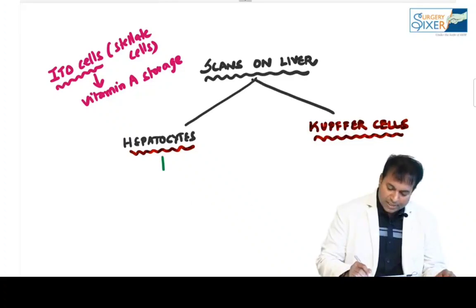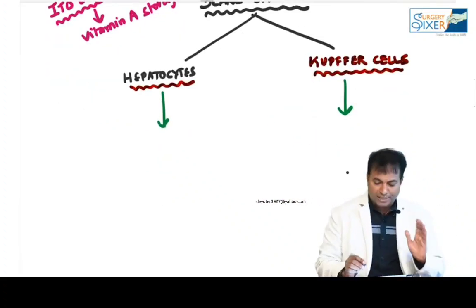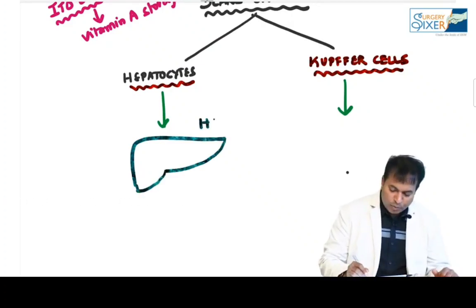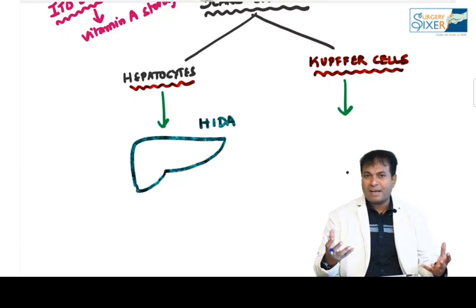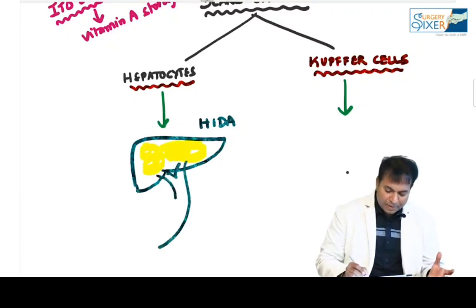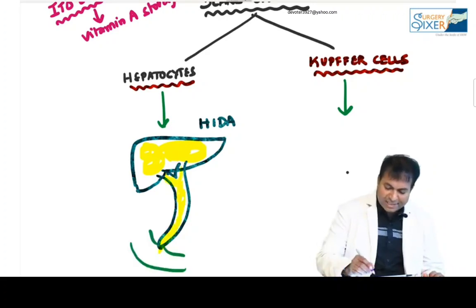For me, what is important is the hepatocytes and the Kupffer cells, which are reticuloendothelial cells. So please remember, hepatocytes will take up a dye known as hydroxyiminodiacetic acid dye. So hepatocytes will take up the dye and they will excrete it unchanged. Very important point. Please don't forget this. It will excrete it unchanged without any metabolism. It is excreted in the bile duct into the bowel.